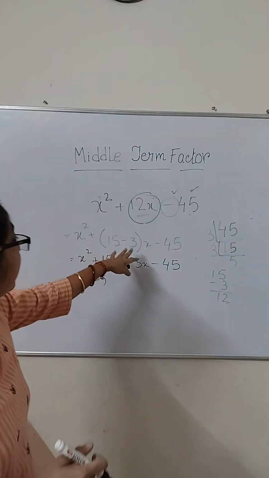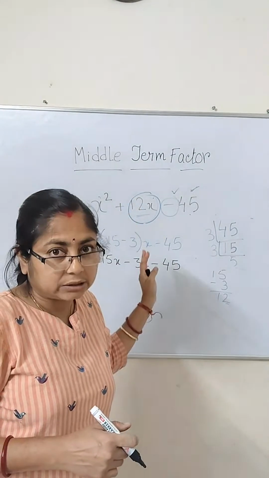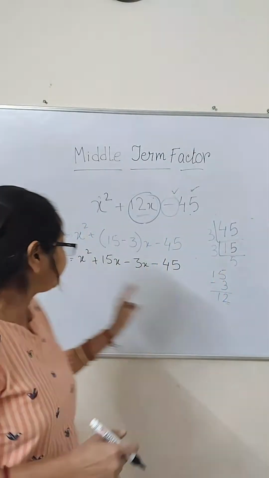Now look, I remove the bracket and multiply the digit by the x. Okay.